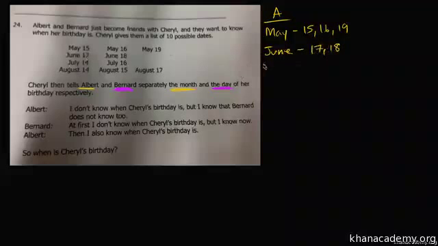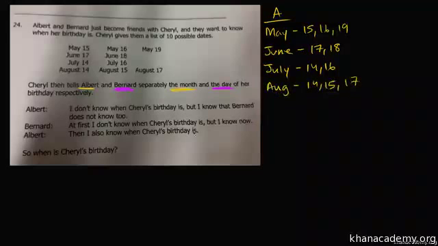If he was told the month July, he'd say, well, I don't know whether the date is the 14th or the 16th. And if he was told the month August, he'd be thinking to himself, well, the date's either going to be the 14th, the 15th, or the 17th.